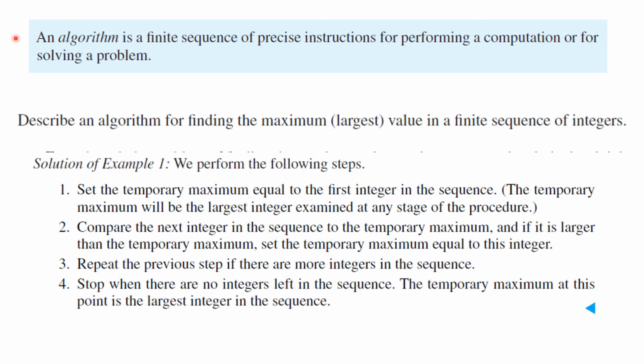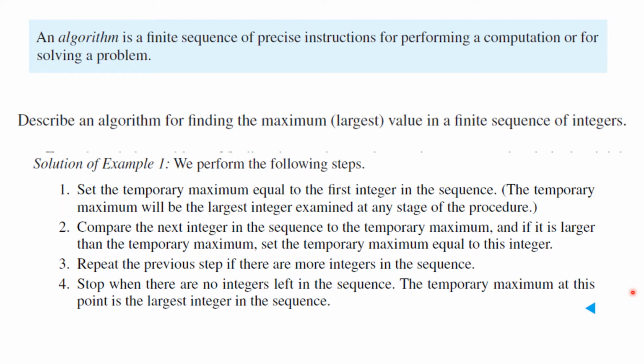An algorithm is a finite sequence of precise instructions for performing a computation or for solving a problem. There are many ways to describe an algorithm. Here we describe an algorithm for finding the maximum, the largest value, in a finite sequence of integers. We can do this in a narrative fashion, and so here are the steps.